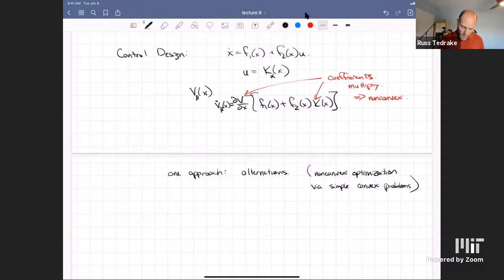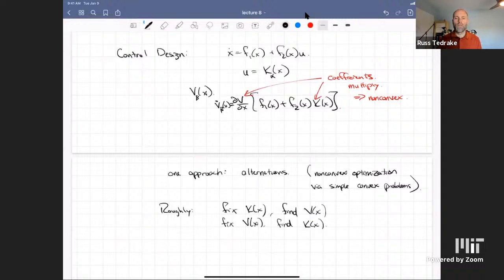So if we took idea 1 above, the rough idea is we're going to fix k of x, have some default initial controller, maybe it comes from LQR, and find v of x. Then we'll fix v of x, try to find a better k of x, and repeat. And that can work really well, actually.